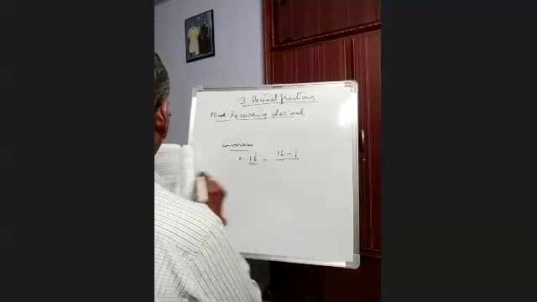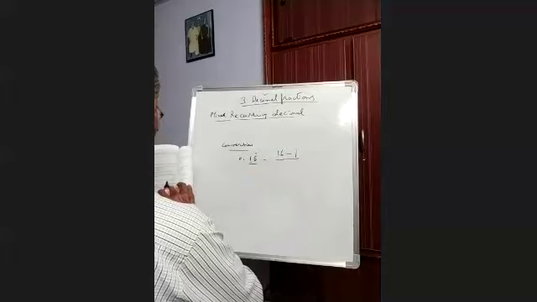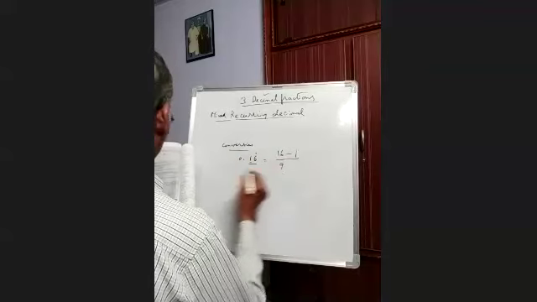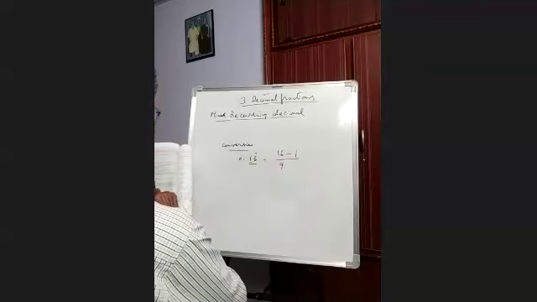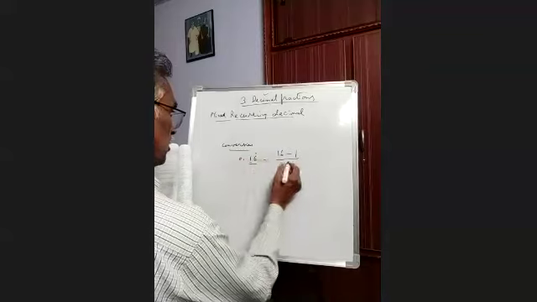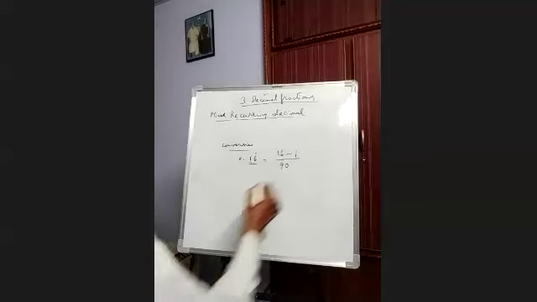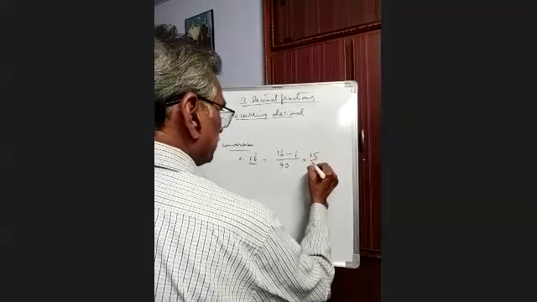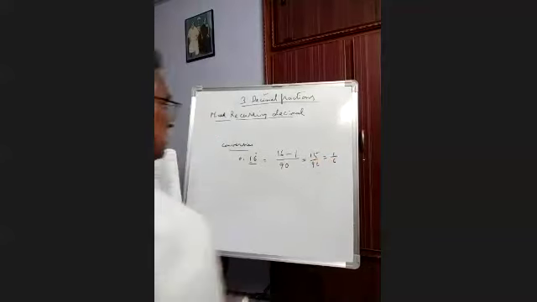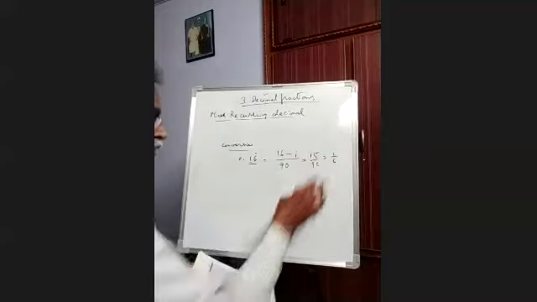In the denominator, take the number formed by as many nines as there are repeating digits, 1 digit, 9, followed by as many zeros as is the number of non-repeating digits. Non-repeating digits is 1, so one zero. That is 15 by 90, or 1 by 6. This mixed recurring decimal can be expressed as the fraction 1 by 6.